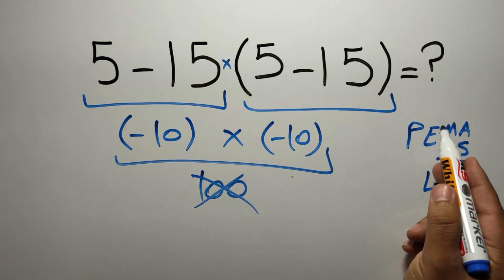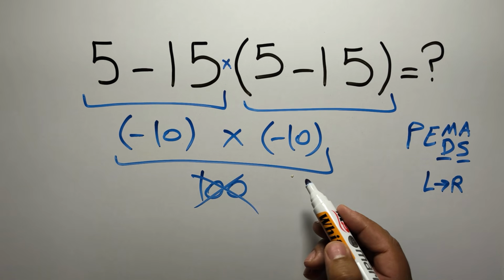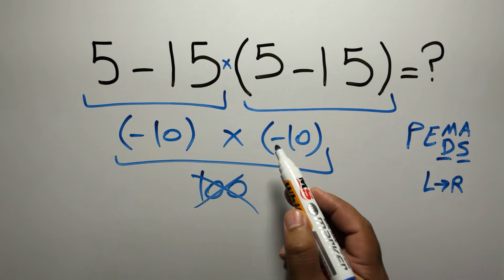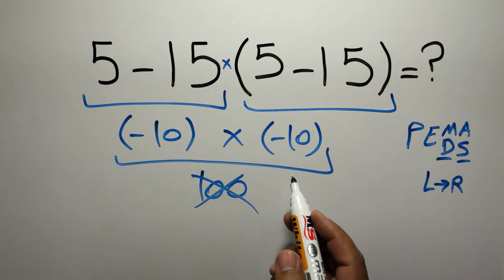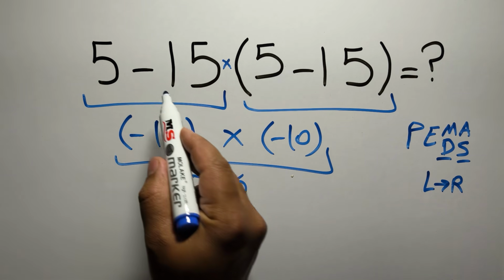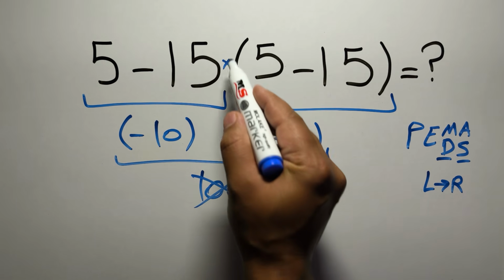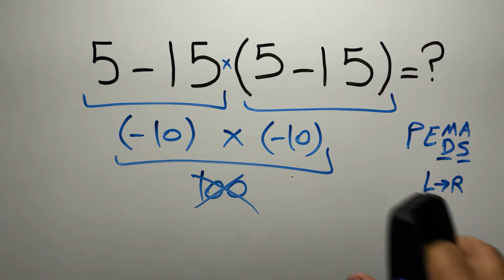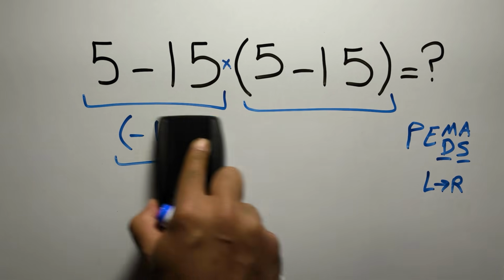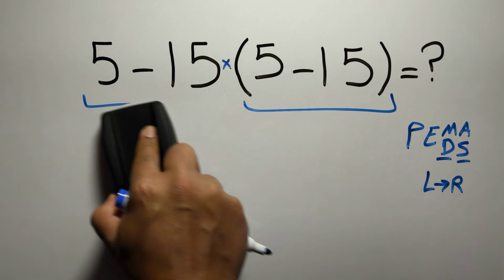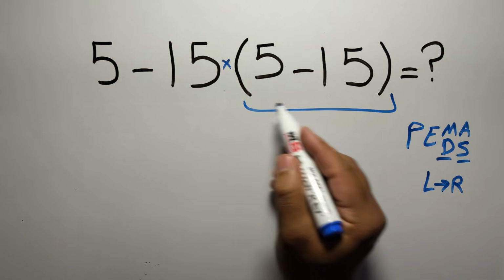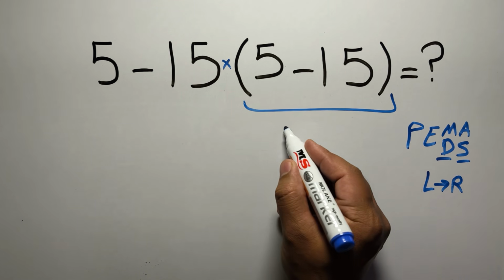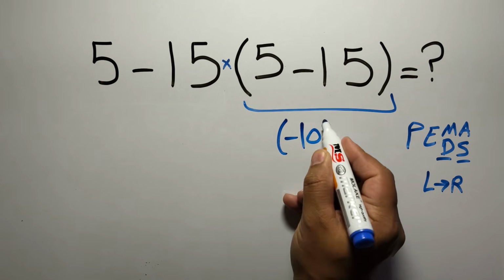In PEMDAS, multiplication comes before subtraction. So first this parenthesis, then this multiplication, and finally this subtraction. If you do this subtraction before this multiplication or this parenthesis, it is wrong. So first this parenthesis. Inside this parenthesis we have 5 minus 15, which gives us negative 10.